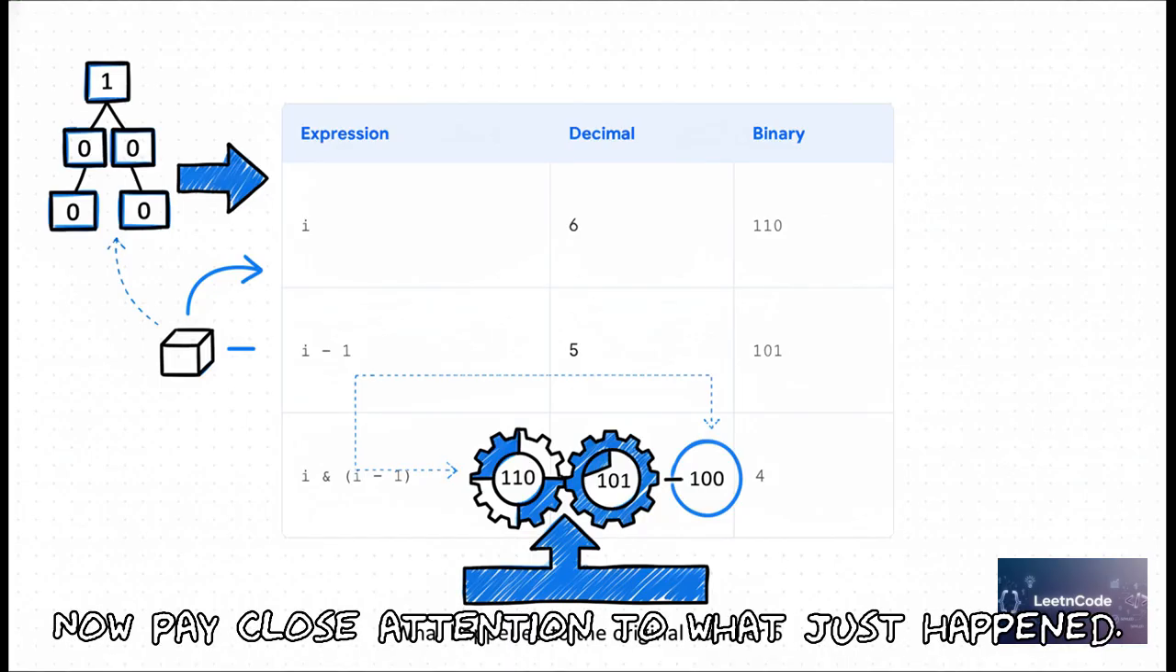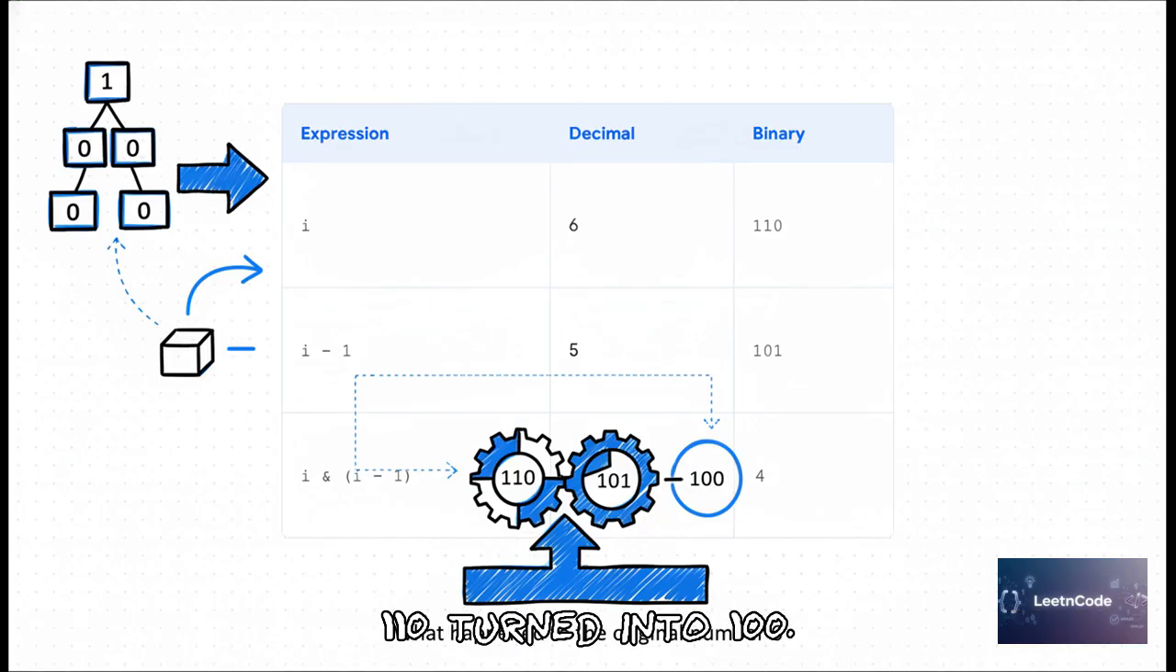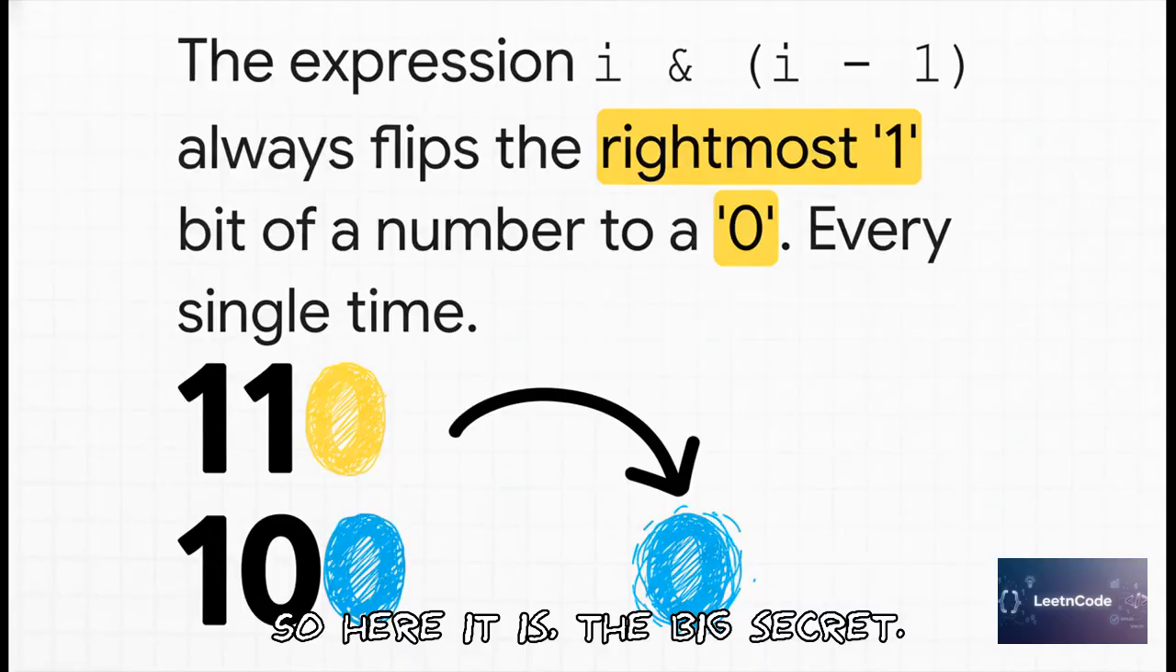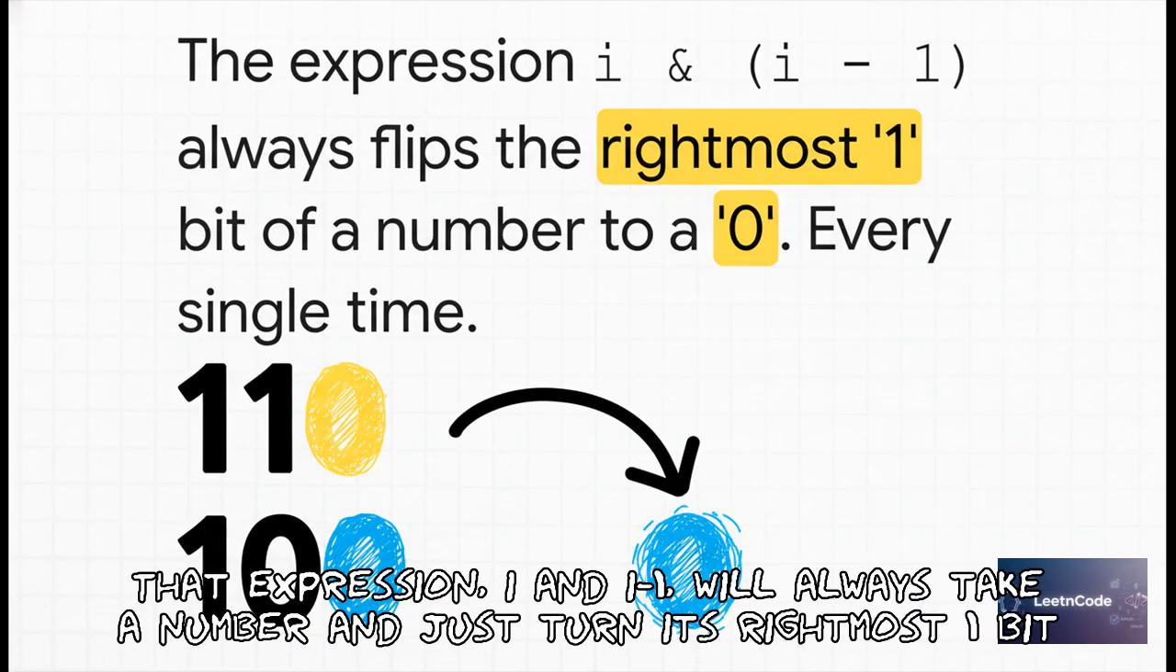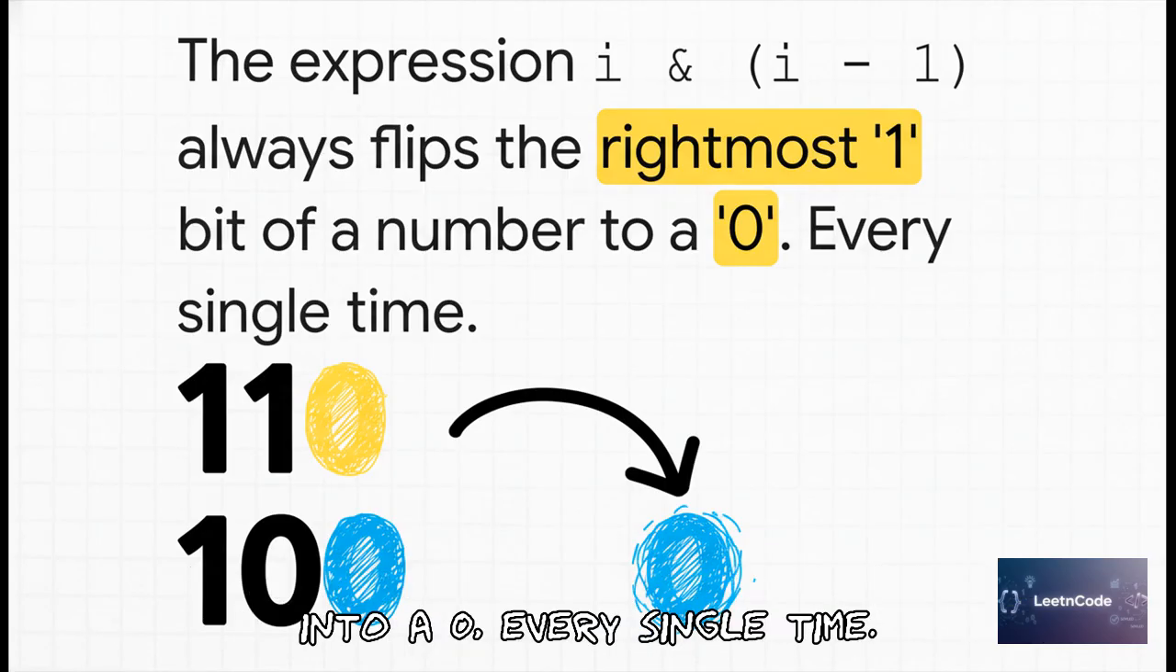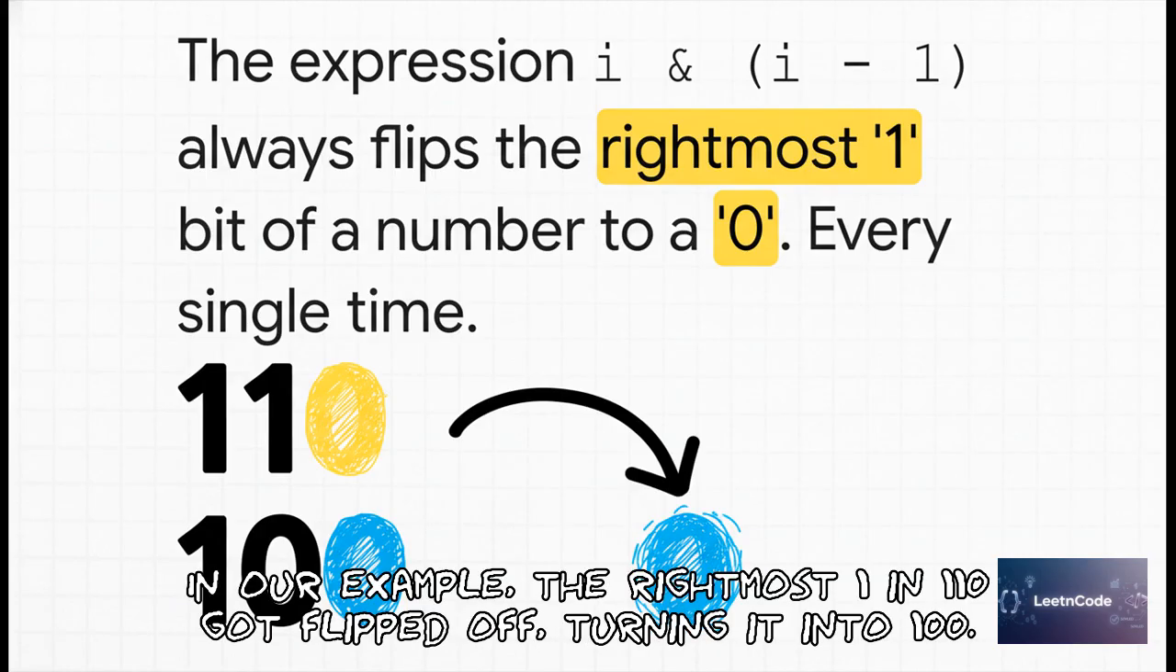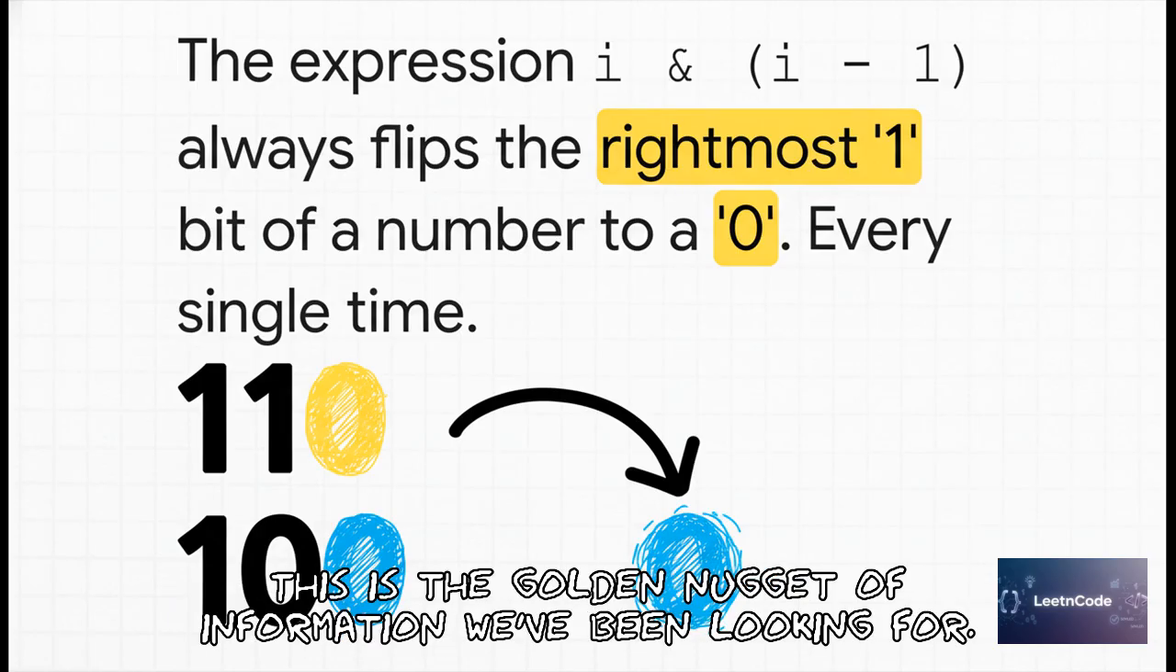Now pay close attention to what just happened. 110 turned into 100. So here it is, the big secret. That expression, i & (i-1), will always take a number and just turn its rightmost 1 bit into a 0, every single time. In our example, the rightmost 1 in 110 got flipped off, turning it into 100. This is the golden nugget of information we've been looking for.